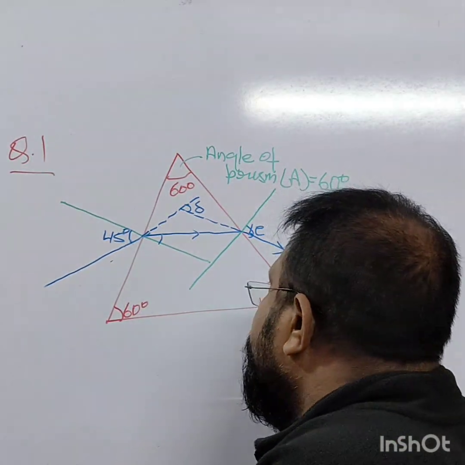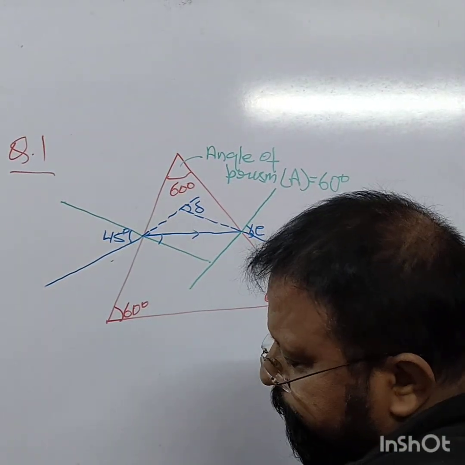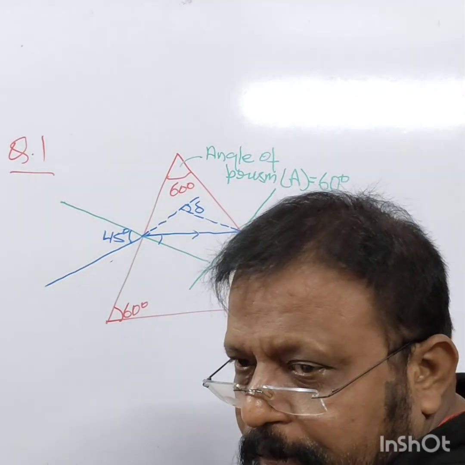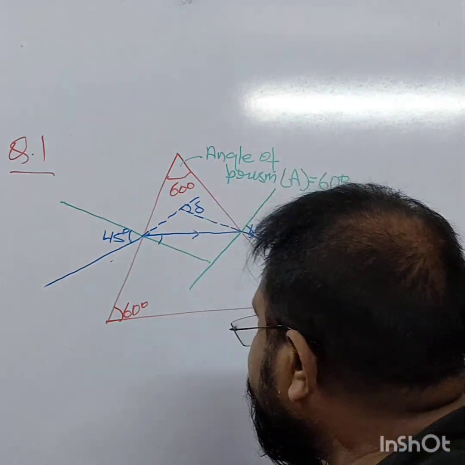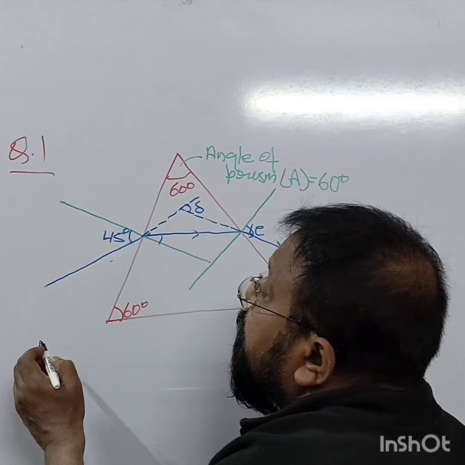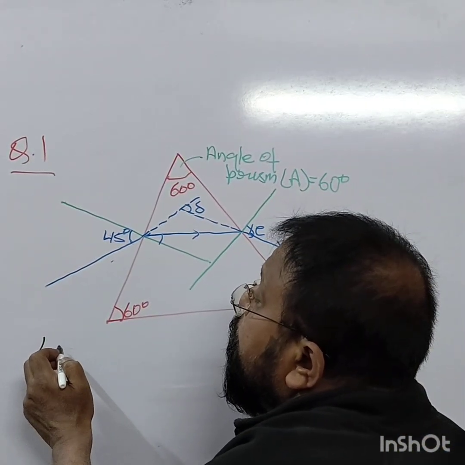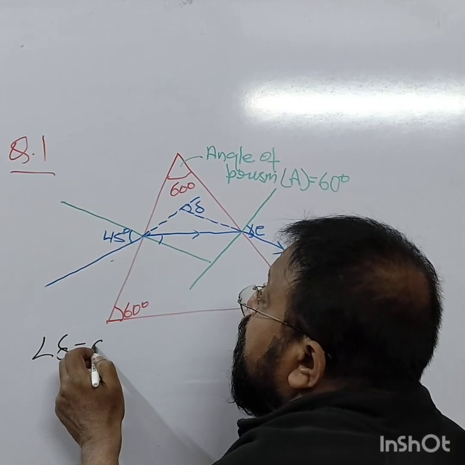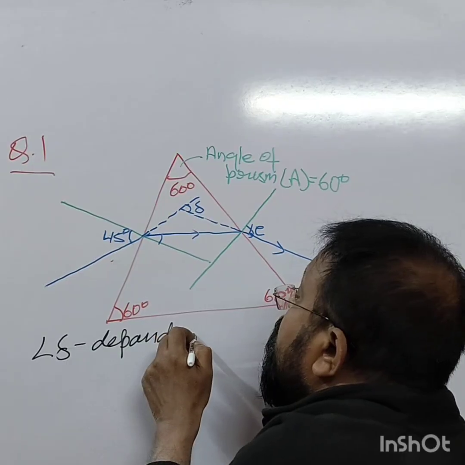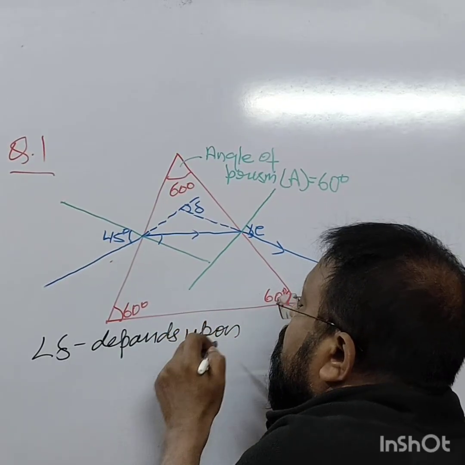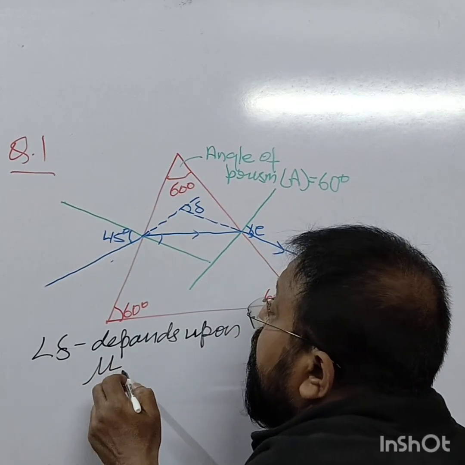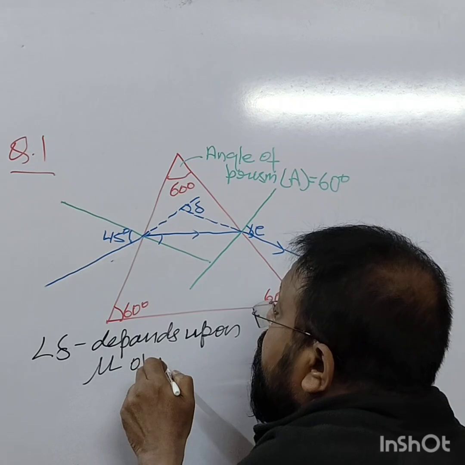Angle of deviation डिपेंड करता है एक तो मीडियम के ऊपर. Angle of deviation depends upon the refractive index of the medium. Refractive index of medium.